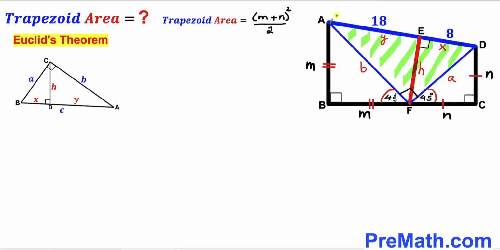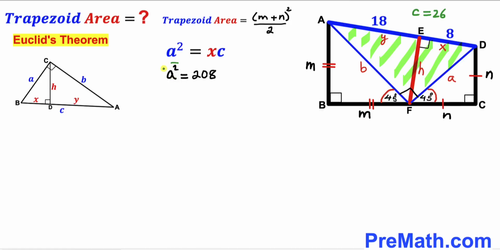Furthermore, this whole side length is going to be 8 plus 18, which gives us c equals 26. Then according to Euclid's theorem, a square is equal to x times c. In our case, our x value is 8 and c value is 26. So we can write a square is equal to 8 times 26, and that is equal to 208.